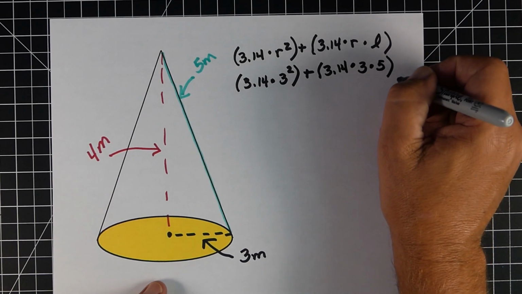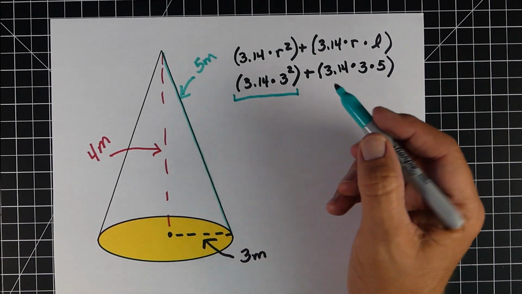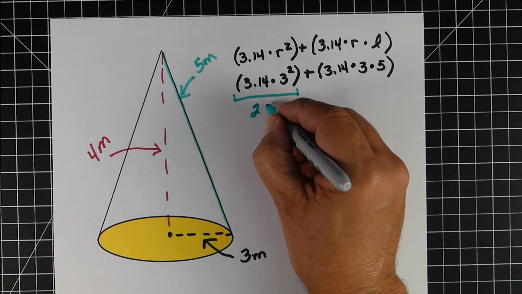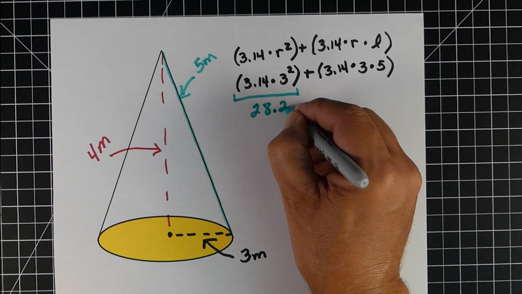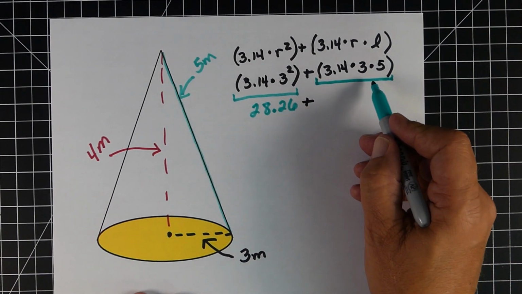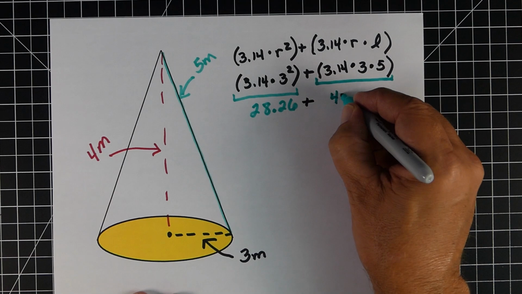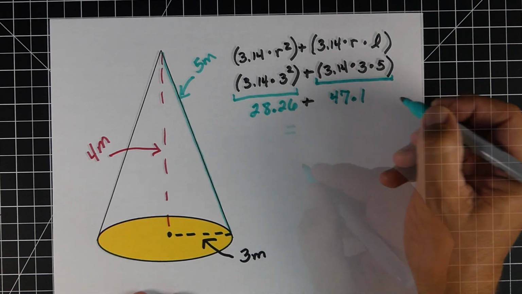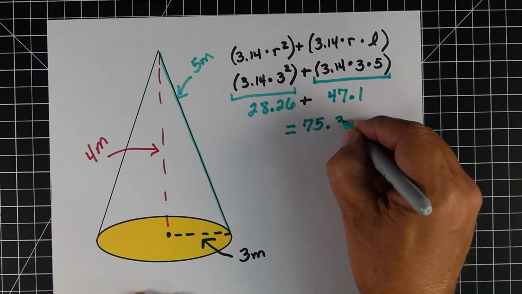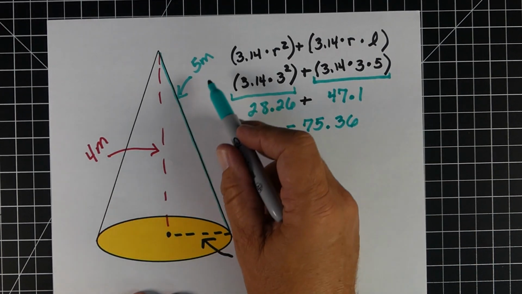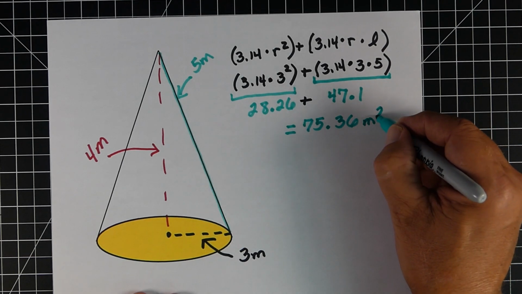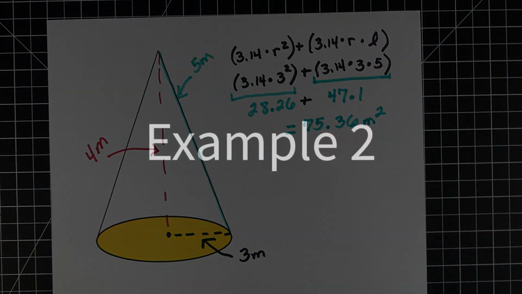We'll go ahead and solve both our parentheses. On the left side, we go pi times 3 squared, and that answer is going to be 28.26, and that would be meters squared. The other side would be pi times the radius, which is 3, times slant height, which is 5, and we get 47.1. If we just add those two together, we'll get 75.36. That would be meters squared, and that would be our surface area of that particular cone.